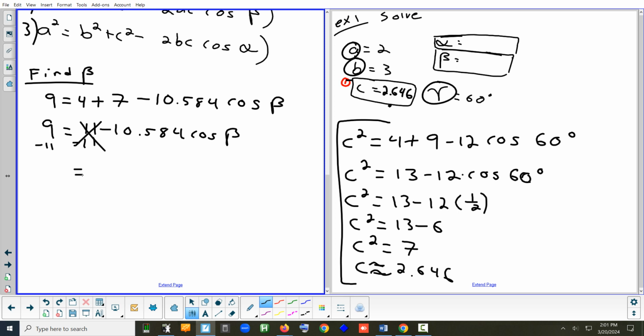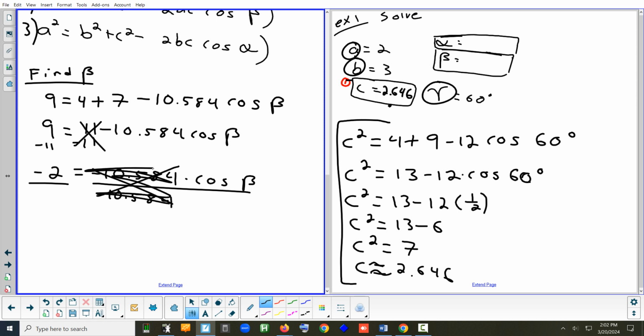Nine minus 11 is going to give me? Negative two equals negative 10.584 cosine beta. Okay. Now we have two steps left. The next thing is to get the negative 10.584 on the other side. How would you move it? Divide by. Yep. And what are you going to divide by? Negative 10.584. All that's gone. It's gone. And divide by negative 10.584.